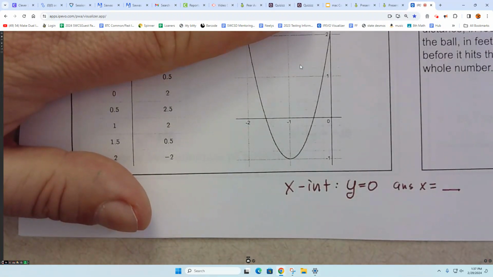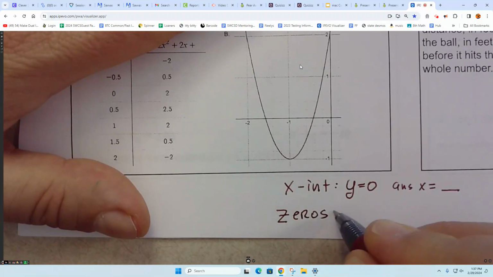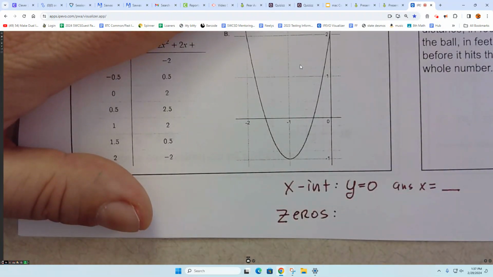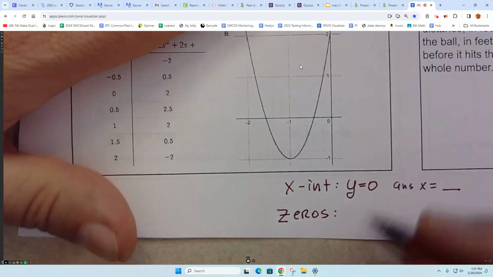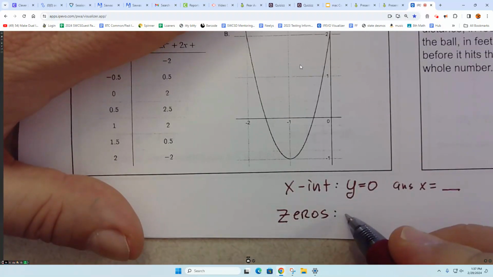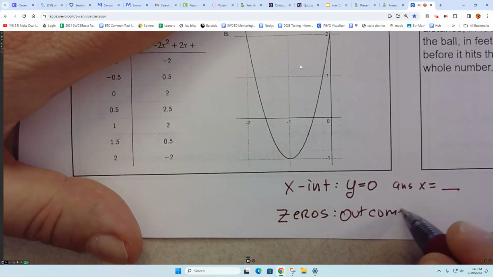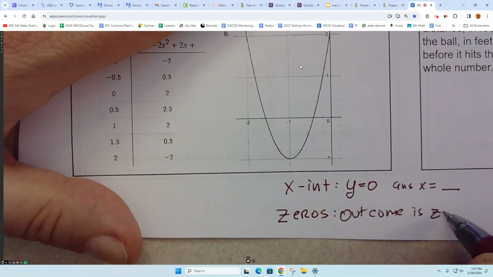So there's another term called the zeros. Zeros are when the outcome is 0.